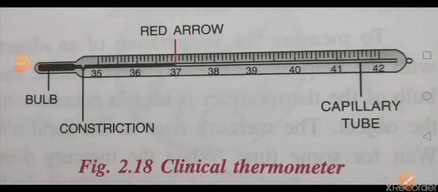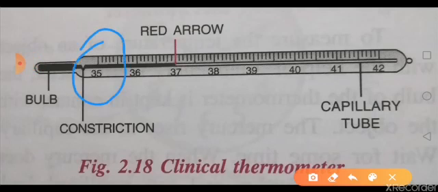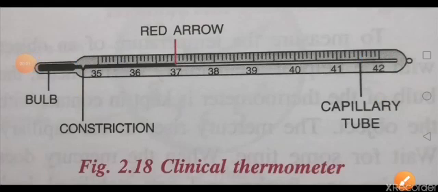Now let us come to the clinical thermometer. As I told you, there are only slight differences in structure between your clinical thermometer and your laboratory thermometer. In your clinical thermometer, the reading starts from 35 degrees Celsius to 42 degrees Celsius, right?